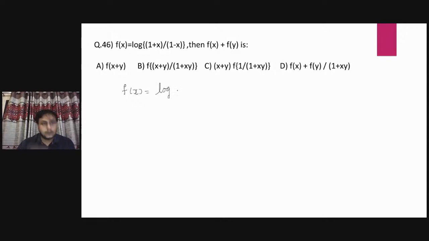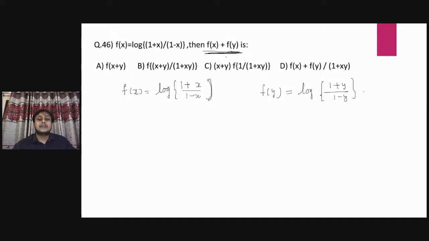Logarithm of 1 plus x upon 1 minus x, right? And so guys, this f(x). So f(y) should be, just put x equals y in this function. What we'll get? f(y) comes out to be logarithm of 1 plus y upon 1 minus y, right? So guys, you have to find the value of this one, f(x) plus f(y).